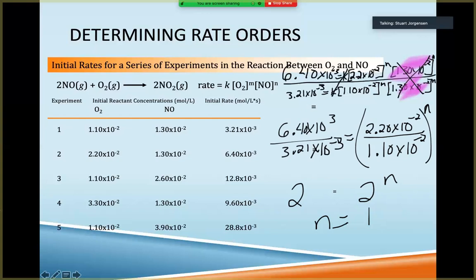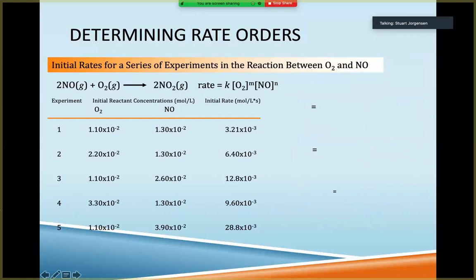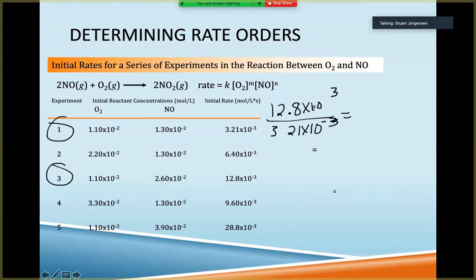Let's look at the other piece, because we also need to get our nitrogen monoxide. So let's look for two reactions where the nitrogen monoxide changed, but the oxygen didn't. I think we've got reaction 1 and reaction 3. Your oxygen stayed the same, but your nitrogen monoxide didn't. So we would use our new rates. We're going to set up just like we did the last one. We've got 12.8 times 10 to the negative third over our original, which was 3.21 times 10 to the negative third. That's going to equal K, and we're doing our trial 3 on top, times our 2.6 times 10 to the negative second raised to the nth.